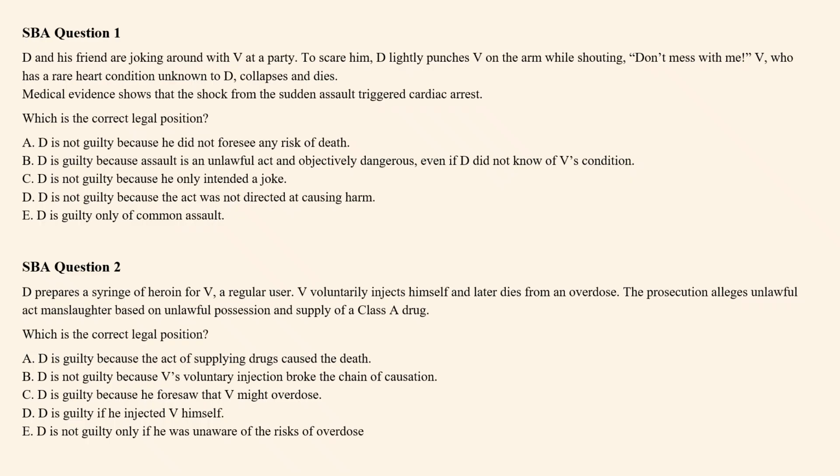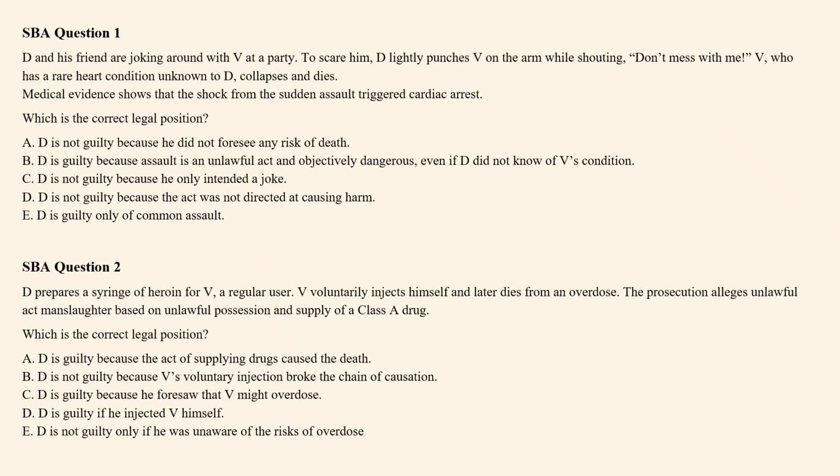Is it A, defendant is not guilty because he did not foresee any risk of death? Is it B, defendant is guilty because assault is an unlawful act and objectively dangerous even if the defendant did not know of the victim's condition? C, defendant is not guilty because he only intended it as a joke. Is it D, defendant is not guilty because the act was not directed at causing harm? Is it E, D is guilty only of common assault?